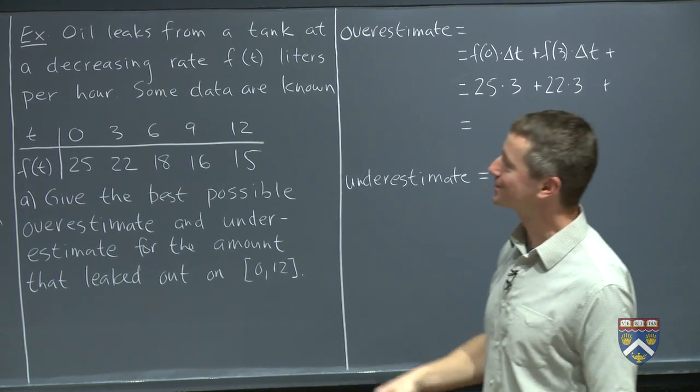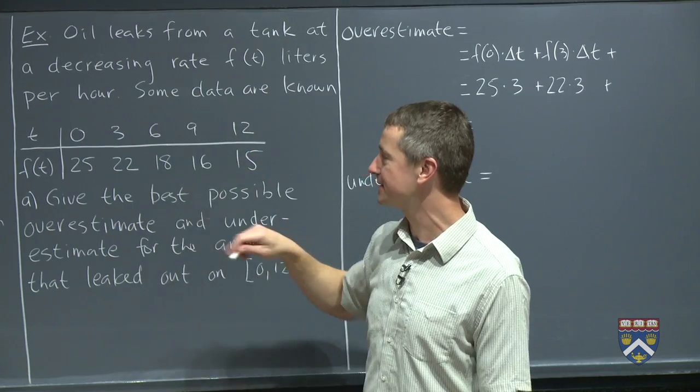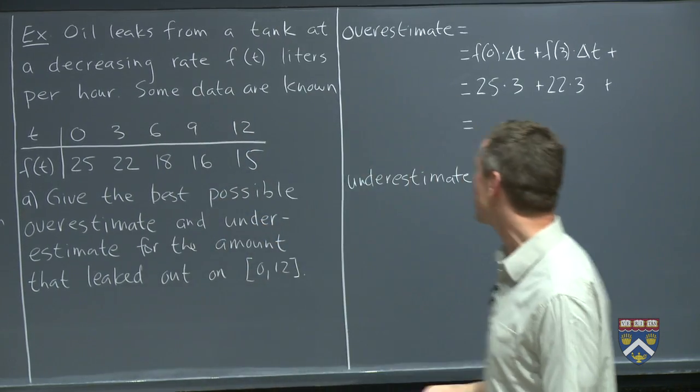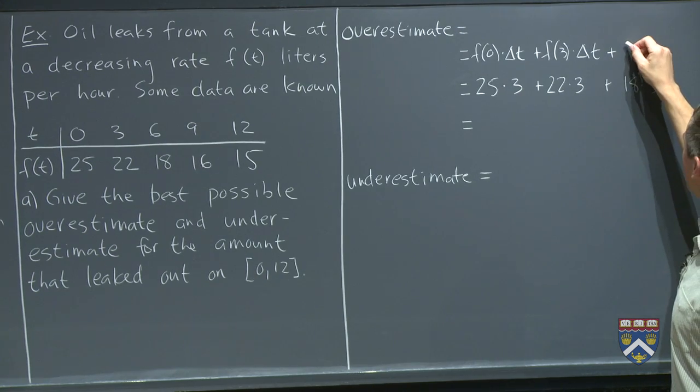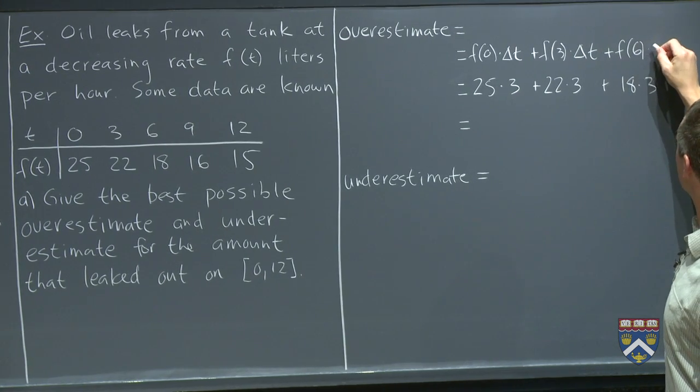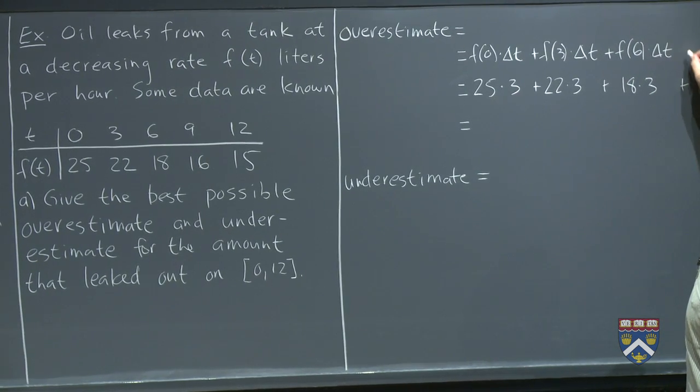And we just keep going. So in the next interval from 6 to 9, the greatest rate was 18 liters per hour. So if we had gone 18 liters per hour for 3 hours, that's how many would have leaked out. So that would have been f of 6 times delta t.